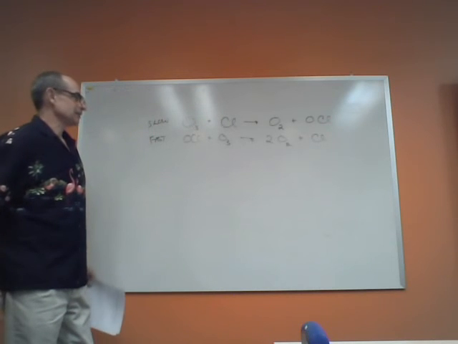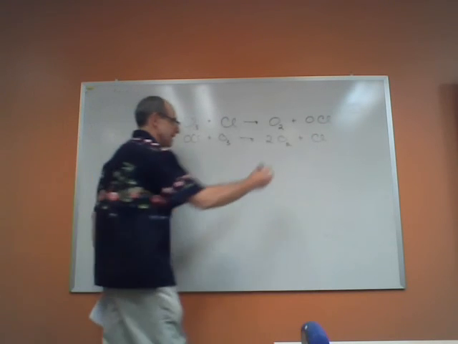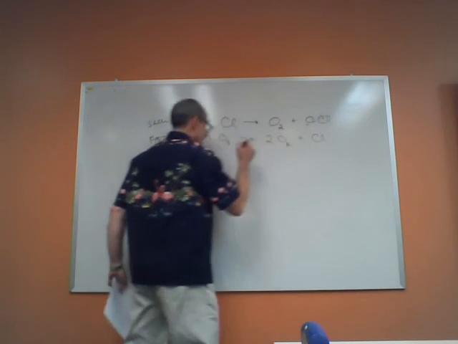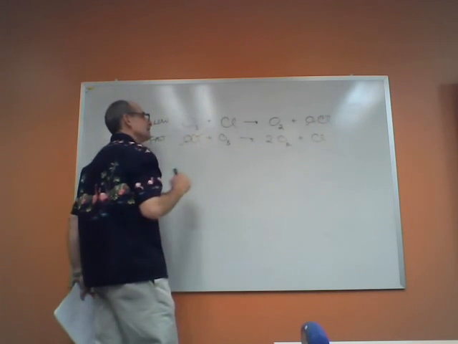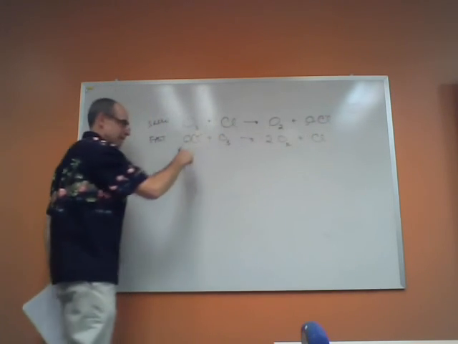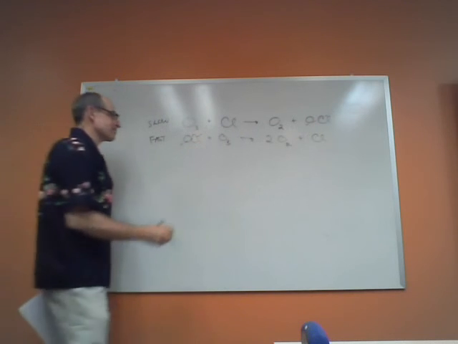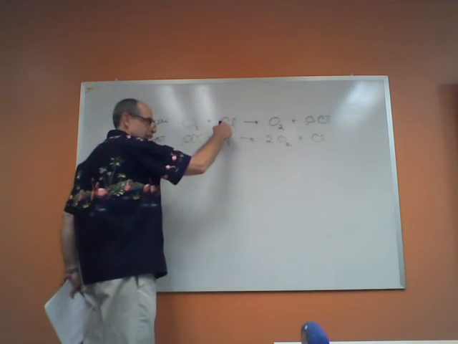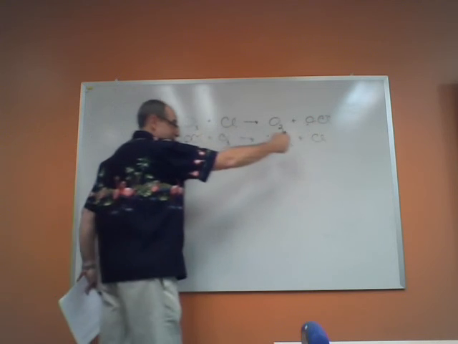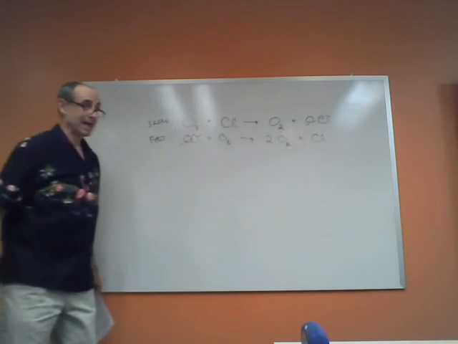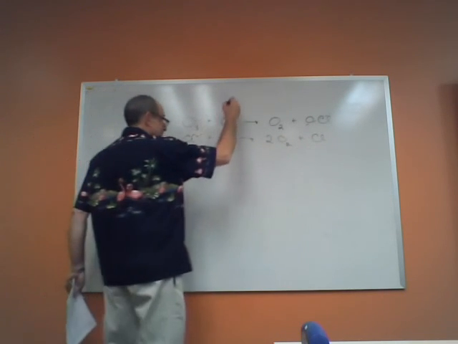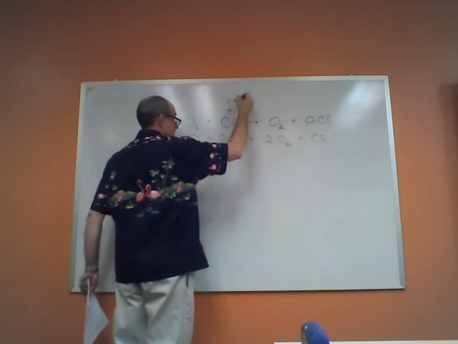So this is a little bit different. We certainly have an intermediate here. This OCl free radical is produced and then used up, and that would be a reactive intermediate. But we have something here that's a little bit different. We have a chlorine atom that's consumed and then later spit back out. And when that happens, this particle is called a catalyst.